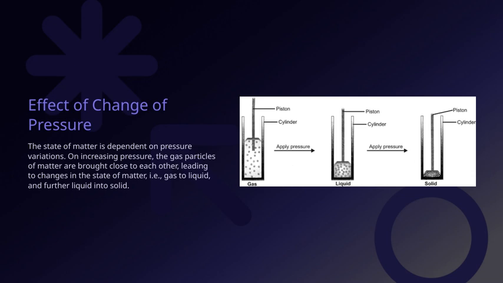For example, a gas can turn into a liquid when the particles are compressed enough. And if we keep increasing the pressure even further, that liquid can become a solid. This demonstrates how pressure plays a crucial role in transforming matter from one state to another. It ties into our overall theme of understanding how different factors influence the behavior and properties of matter.